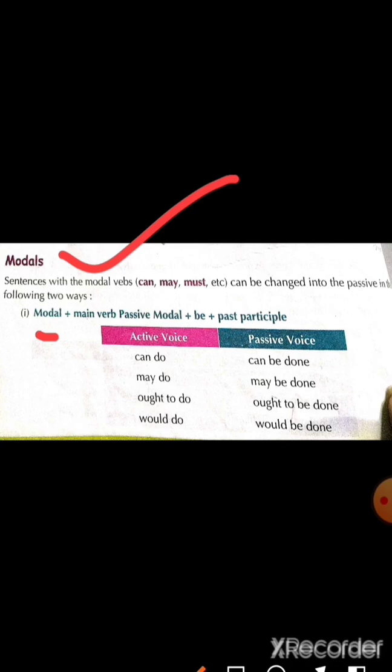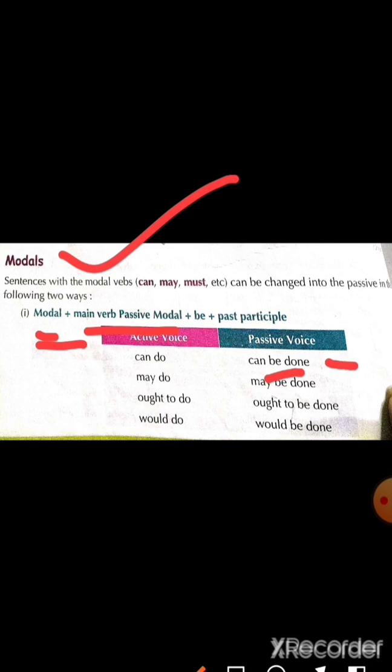This work can be done by me. So after the modal verb, the main verb of the passive voice, we will write plus be verb plus participle. Okay, so what we will do, we will write the modal verb, then we will add be, and then the past participle form of the main verb.